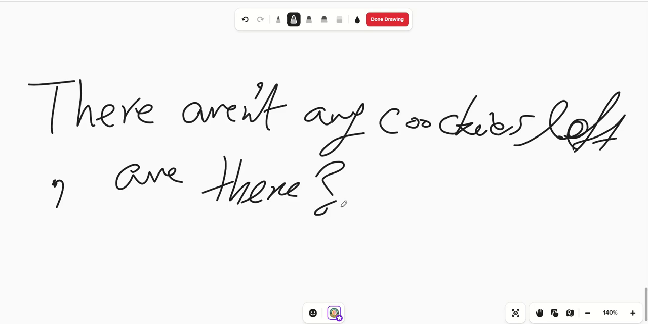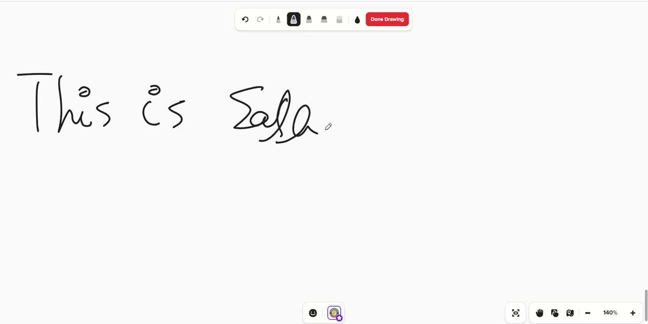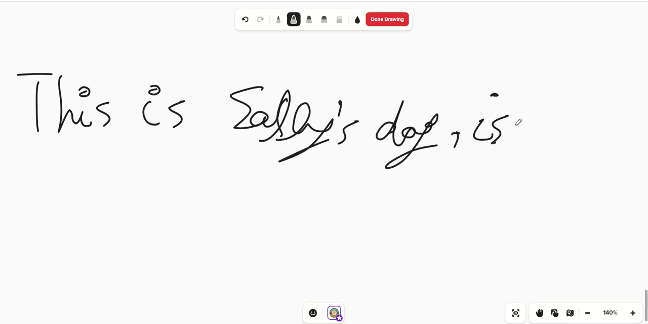And if the sentence begins with this or that plus be, the tag is constructed with be plus it. This is Sally's dog. This is Sally's dog, isn't it? So for this or that we use it.